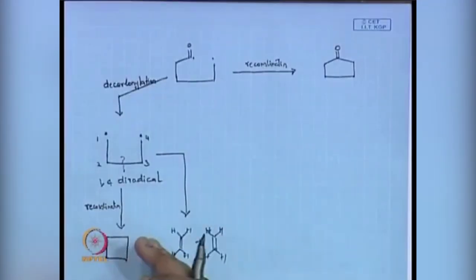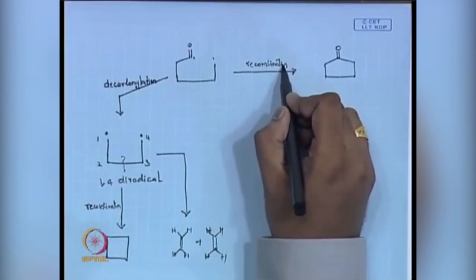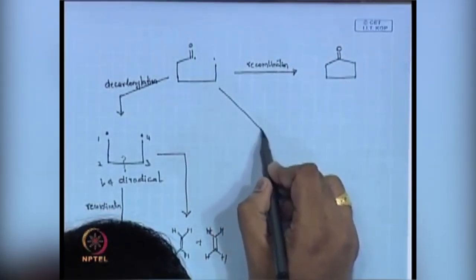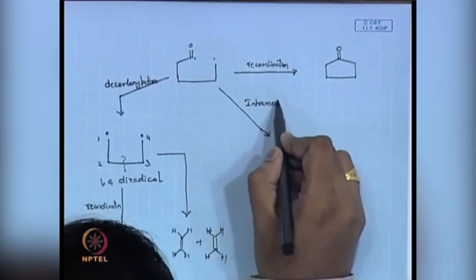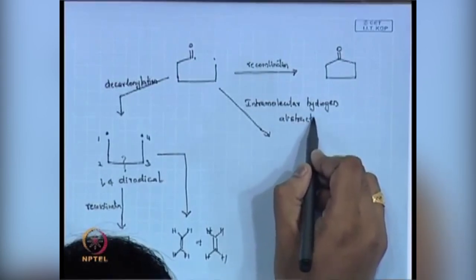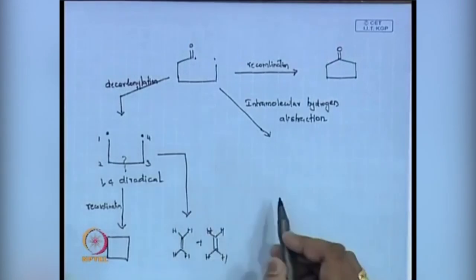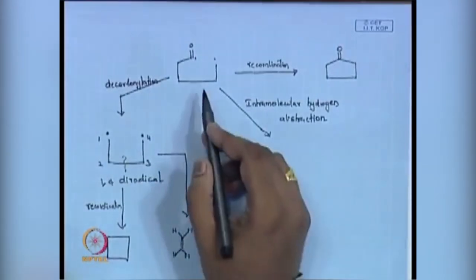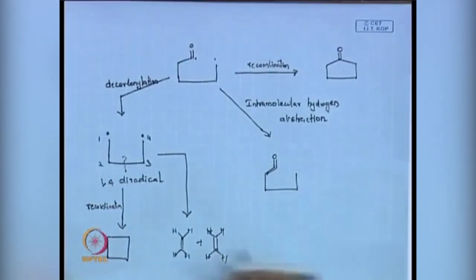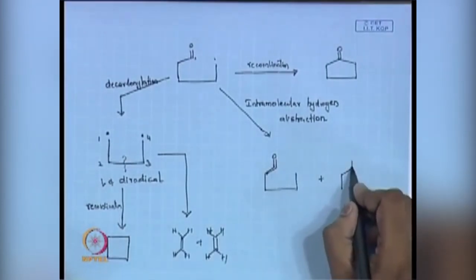Once you make your ring strain, keep on straining your ring, the decarbonylation process keeps on dominating, okay. So that's why, like cyclohexanone, once you take cyclohexanone, immediately you can think about formation of a 1,4 diradical pentanone system. But anyhow, you can see minor products of your recombinations, plus you can see your intramolecular hydrogen abstraction, that is, you can think about getting your ketene, right. Or at the same time you can get your aldehyde.